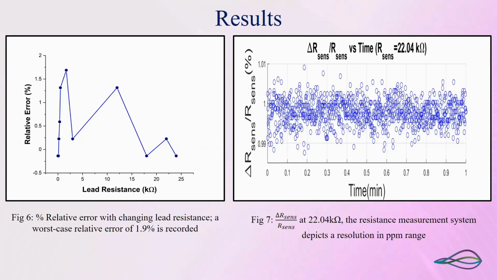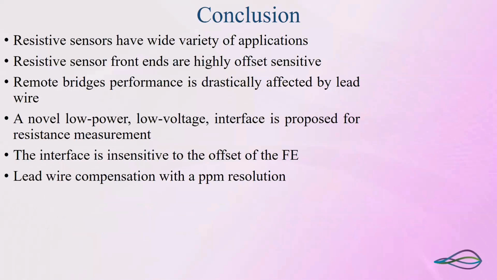And for that case, we did the resolution analysis because in low resistance measurement, resolution really matters. So what we did get was a ppm range resolution as can be seen from figure 7. So to conclude, we developed a resistance measurement system which is offset insensitive, is insensitive to the lead wire resistance and baseline compensated as well.